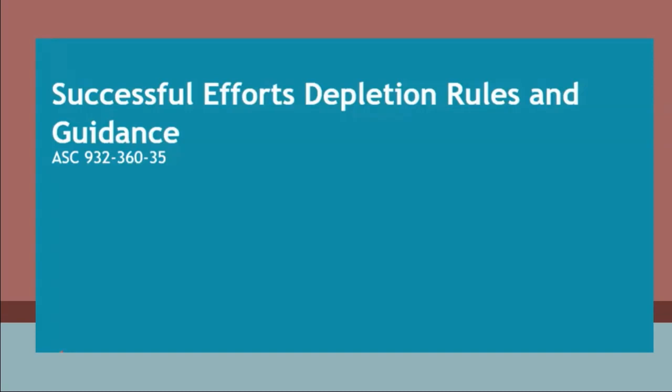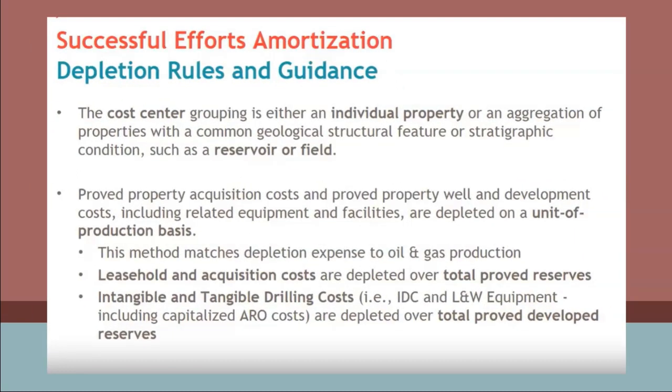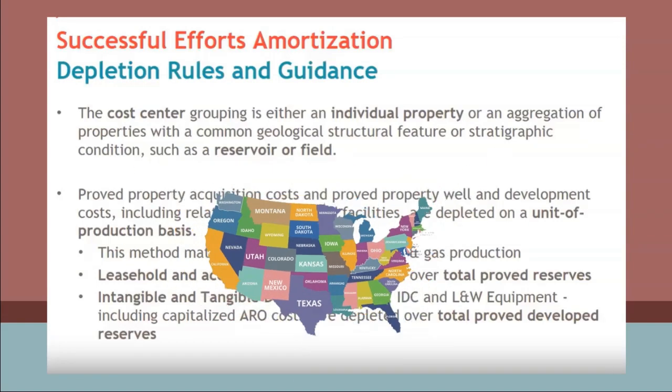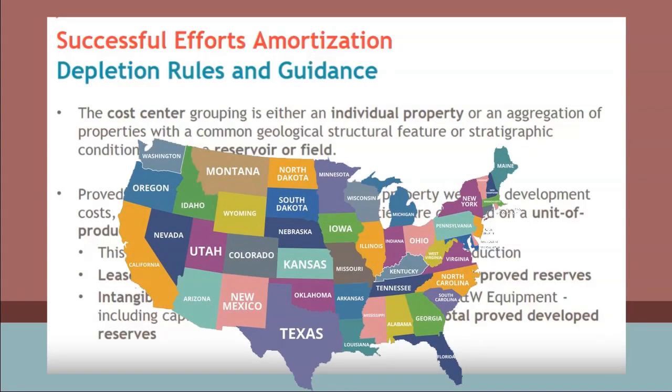Okay, so for successful efforts, the cost center grouping is either at the individual property or an aggregation property level. And when you aggregate, it's based on the properties having a common geological structure or feature, and usually that's going to be as either a reservoir or a field. This is different from full cost, where they're kind of grouping everything in one cost pool by country. Here it's reservoir or field. Most companies are going to aggregate by field. That's what you'll see most of the time.